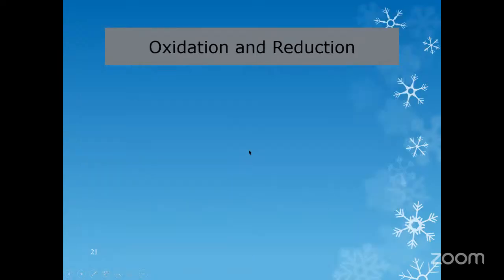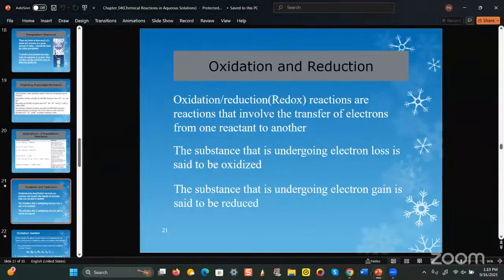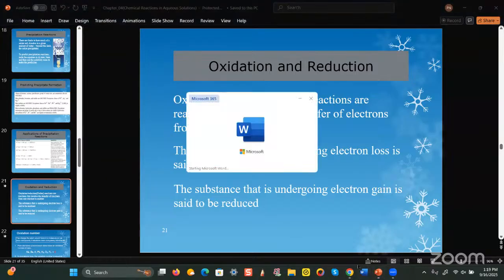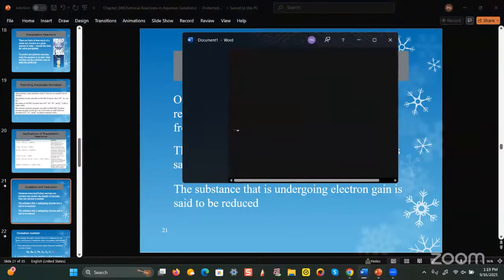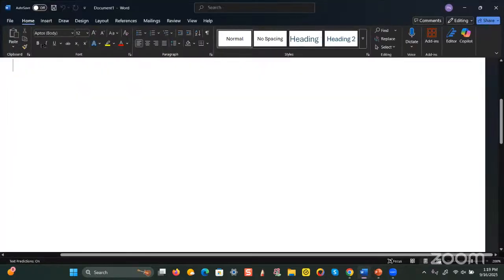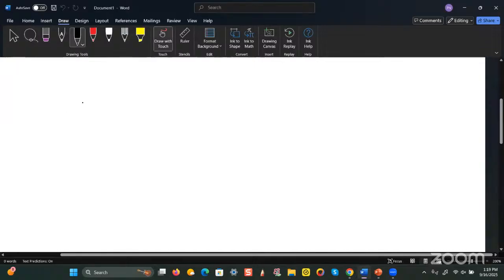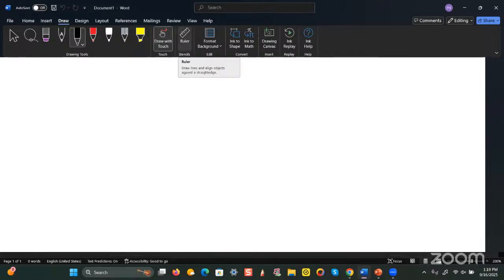Okay, so I think the best way to learn how to write down the net ionic equations of precipitation reactions is to do an example. So what I'm going to do is get out of this, and let me go to Word. Bring this up. And draw. Okay, so here's a typical problem involving a precipitation reaction. In fact, I'm going to use the same example that I showed you earlier.